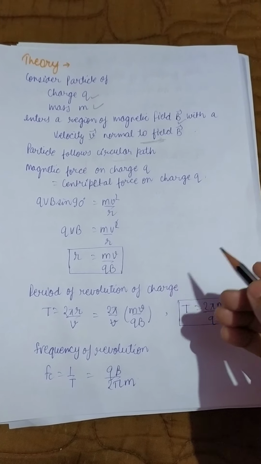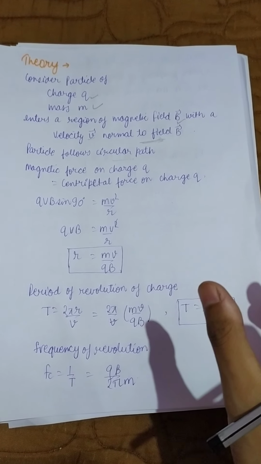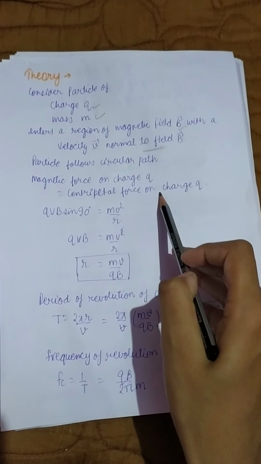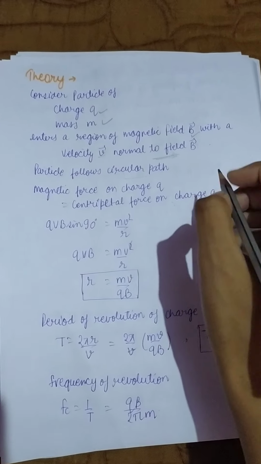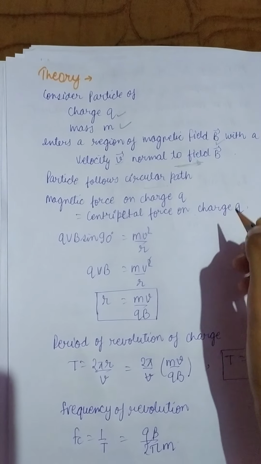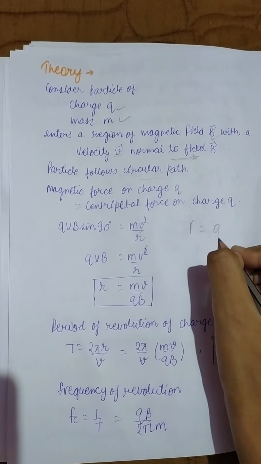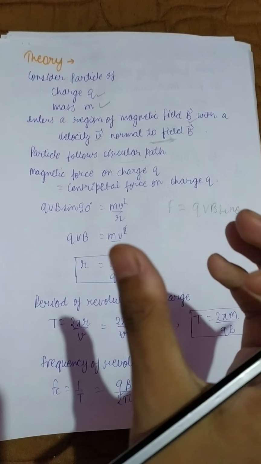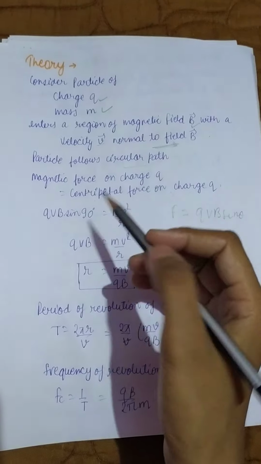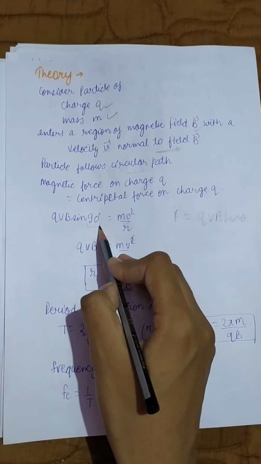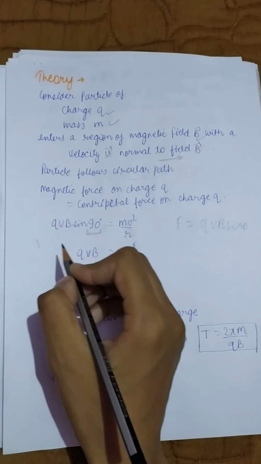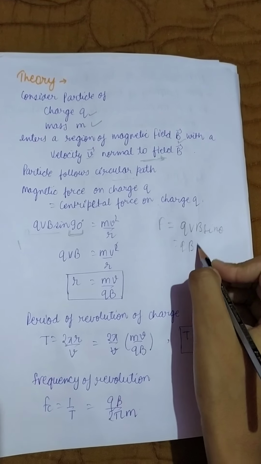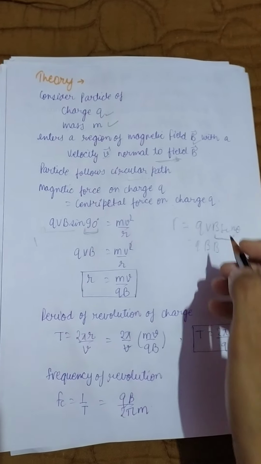When it follows a circular path, the magnetic force on this charged particle becomes equal to the centripetal force. We already know the formula for magnetic force on a charged particle is F equal to QVB sin theta. Since velocity and magnetic field are in perpendicular directions, theta is 90 degrees, and sin 90 is 1. So the formula becomes QVB.